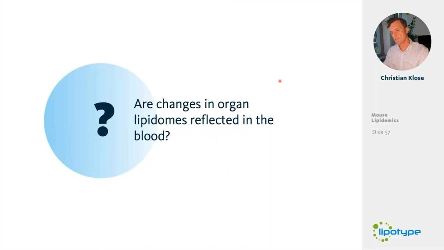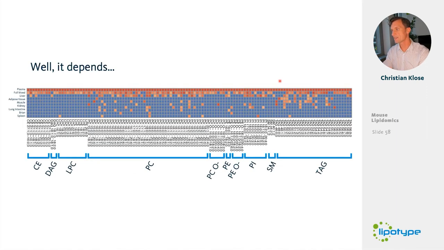Okay, now, since we had all this data, we were also able to ask the question, are changes in the organ lipidomes actually reflected in the blood? Or in other words, is it sufficient to screen blood lipidomes for phenotypes, or should I rather look into specific organ lipidomes? And the answer is, it depends. It really depends on the organ again.